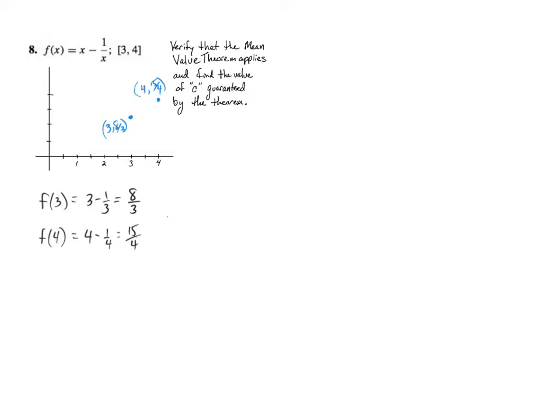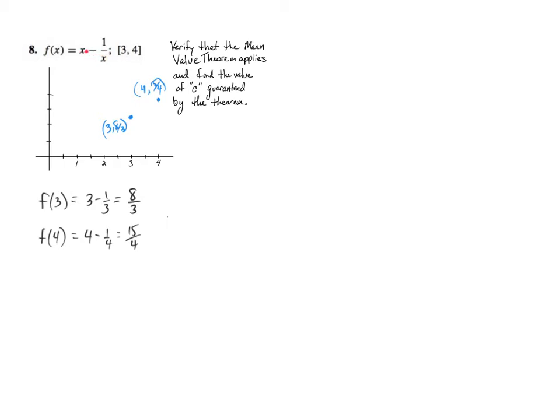So we don't know exactly what this curve looks like between those 2 points, but the first thing we need to do as far as the mean value theorem goes is confirm that the function is continuous between 3 and 4 for this particular function, which is x minus 1 over x. The only place this function is going to be discontinuous is at x equals 0, because you'd be dividing by 0 there. And since 0 isn't in our interval, we're continuous.